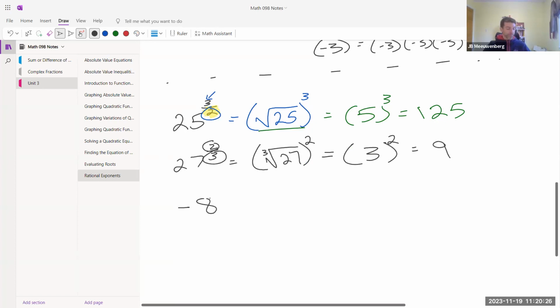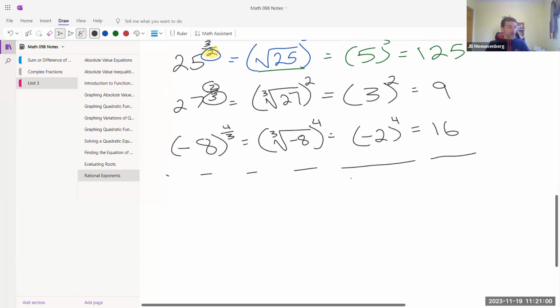One more. I'm going to put a negative 8 in parentheses to the 4/3 power. You are going to finish this. So I'm going to put my negative 8 here, cube root, but then I'm going to take it to the 4th power. What's the cube root of negative 8? Hopefully you found that is negative 2. And then we're going to take that to the 4th power, and that's going to be a positive 16.